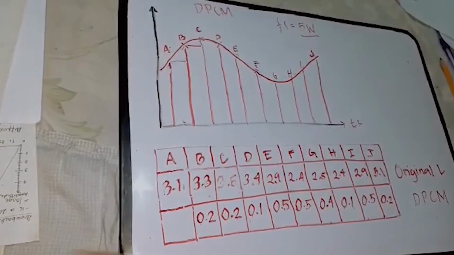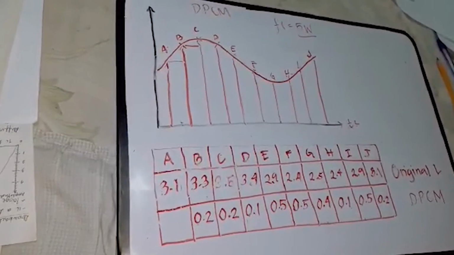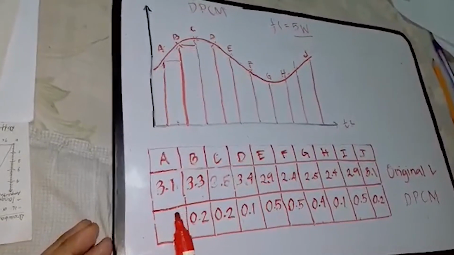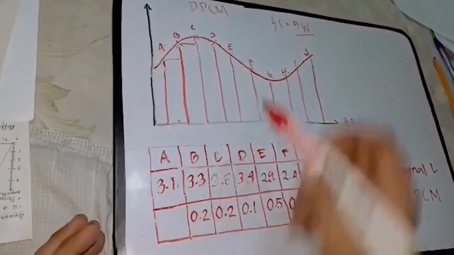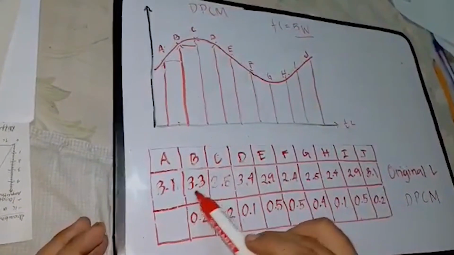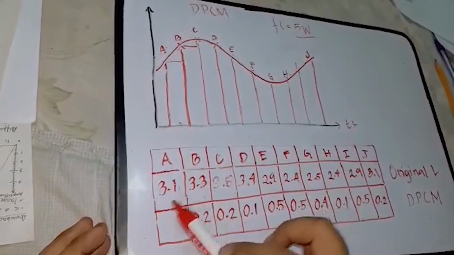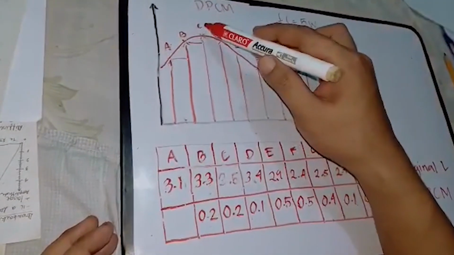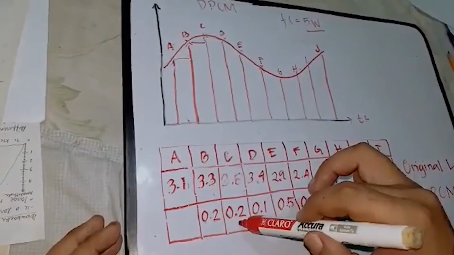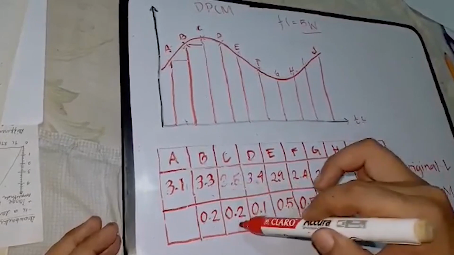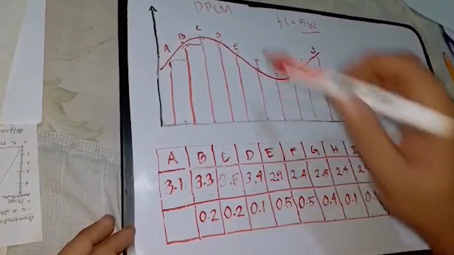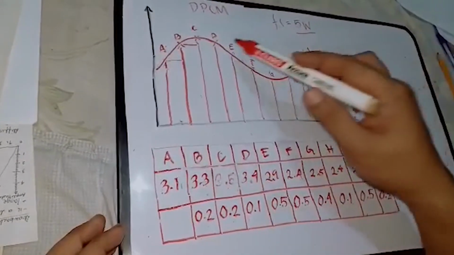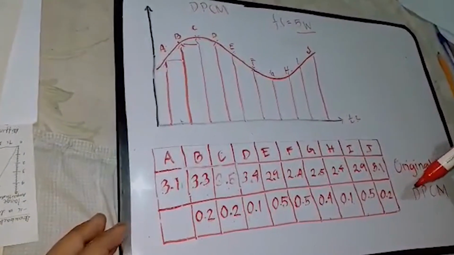So ano ibig sabihin ng kinukuha natin yung difference? So by the means of kinukuha yung difference, binabawasan lang yung difference ng A and B, which is, if we're going to subtract these two values, we're going to have 0.2 voltage. In B and C, we have again 3.3 minus 3.5, we have 0.2. In C to D, we have 3.5 minus 3.4 is 0.1, and so on and so forth.